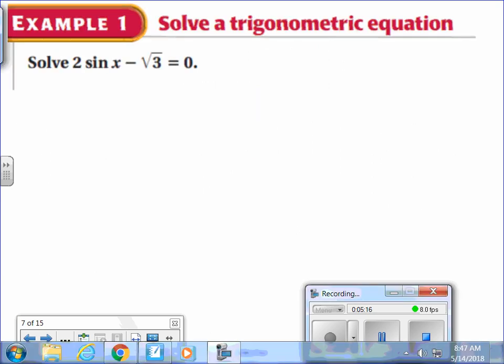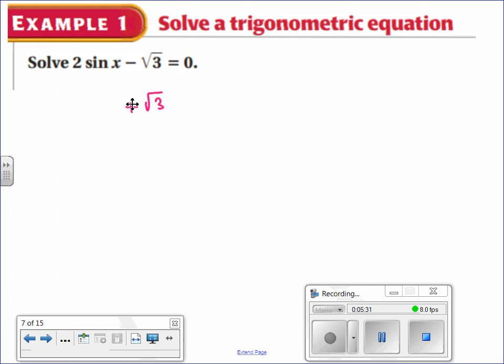Okay, we are set to solve our first trig equation. So we're going to solve it with normal algebra, and at the end we're going to look at our unit circle for a place that has that value. So let's start by just adding a radical 3 to get him over to the other side.